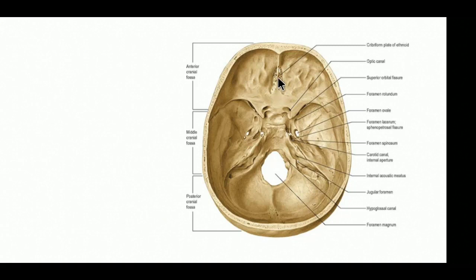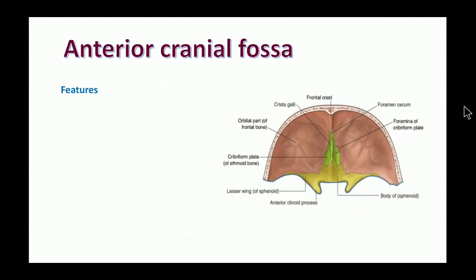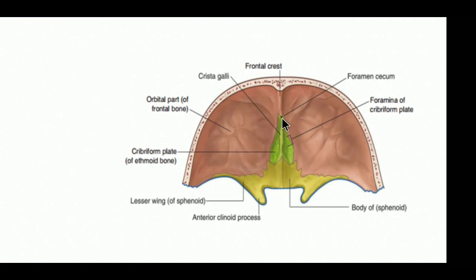In the middle, you see a triangular bar of bone which is called the crista galli. And then here you see the frontal crest. The crista galli and the frontal crest give attachment to the falx cerebri. Between the crista galli and the frontal crest, you have a foramen which is called the foramen cecum. The foramen cecum transmits a vein connecting the superior sagittal sinus with the nasal cavity.